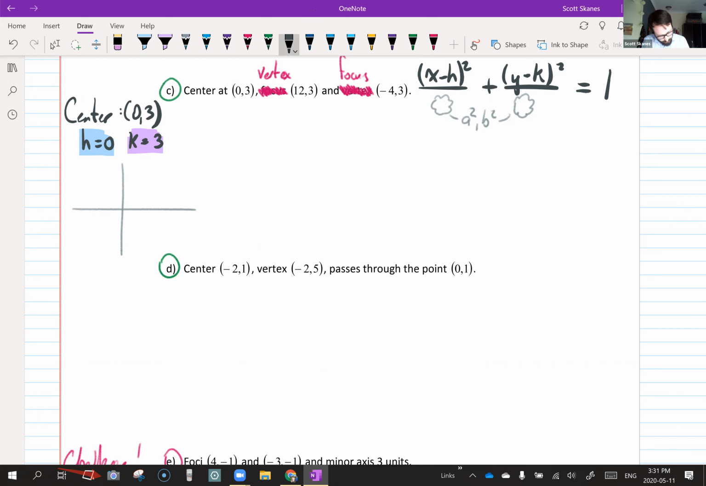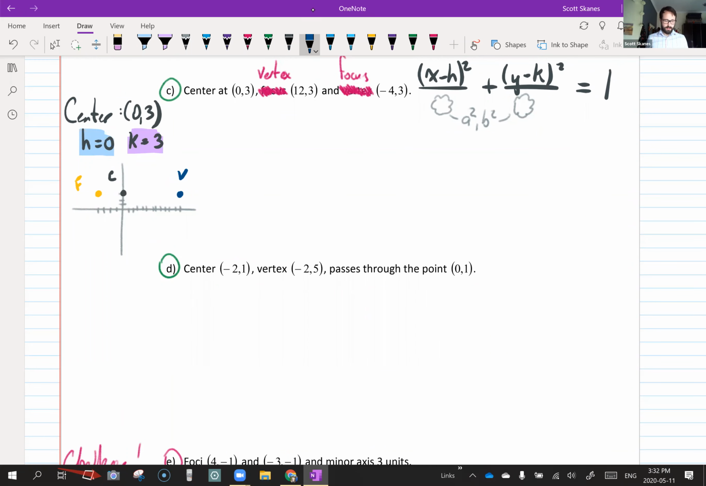So I'm going to put my center on it first. That's at 0, 3. 1, 2, 3. My vertex is at 12, 3. So over 12. 1, 2, 3, 4, 5, 6, 7, 8, 9, 10, 11, 12. 1, 2, 3 up. It's my vertex. My focus is at -4 and 3. 1, 2, 3, 4, -4 and 3. I've color coded those. Hopefully you can see what they are. Maybe I'll just make it clear: F, C, V.